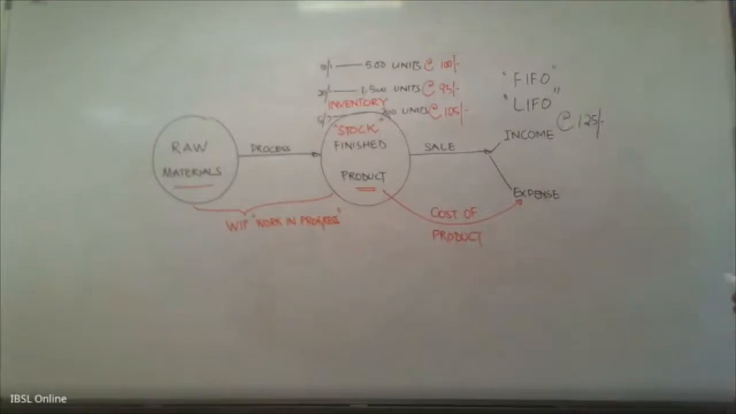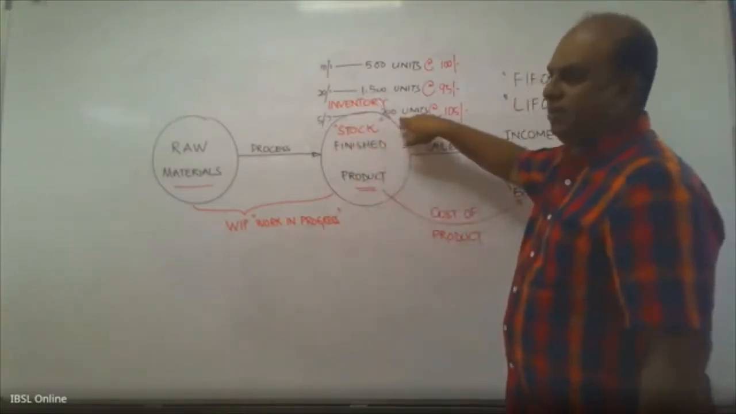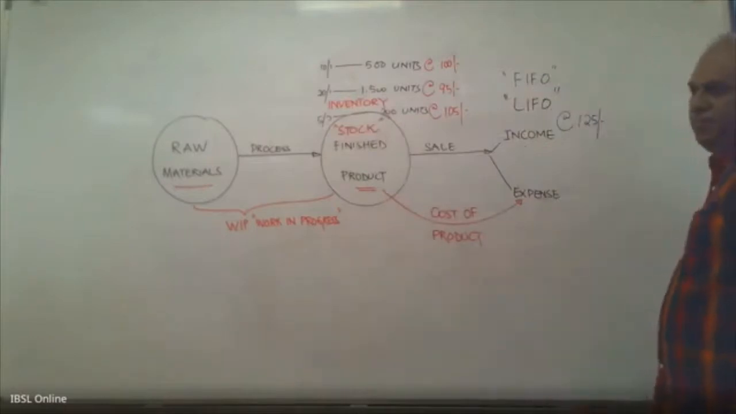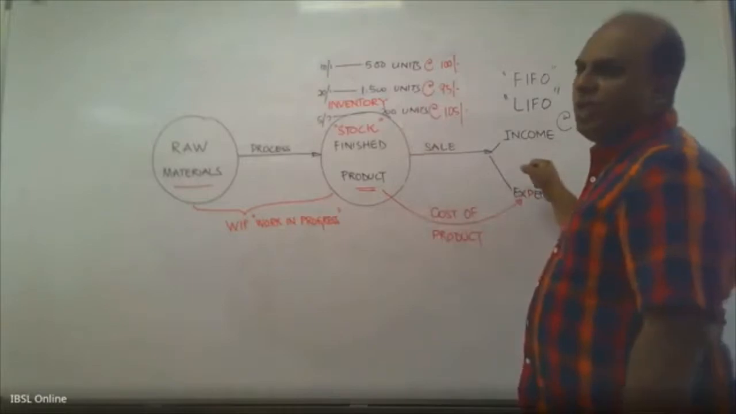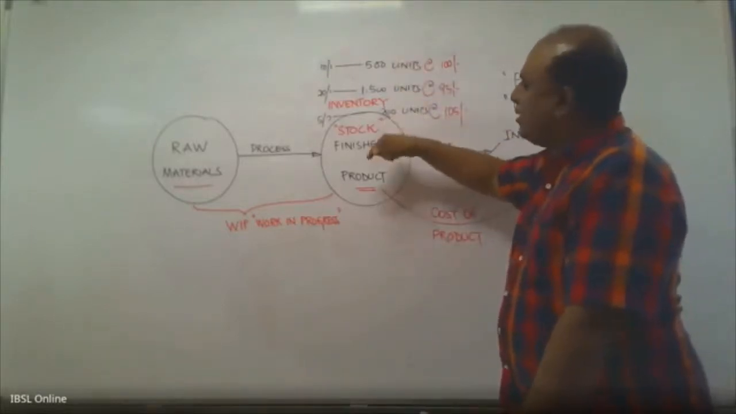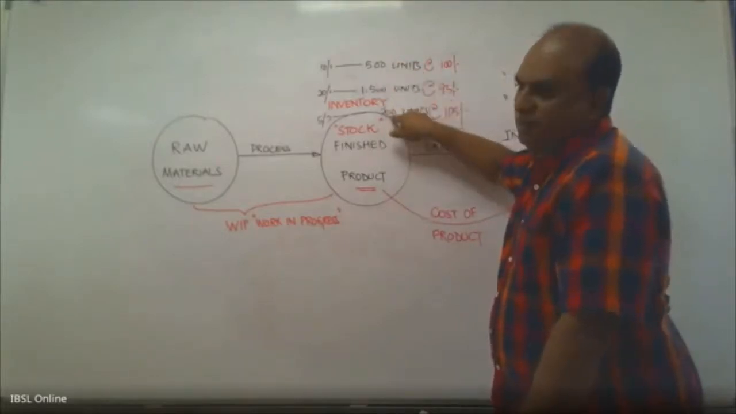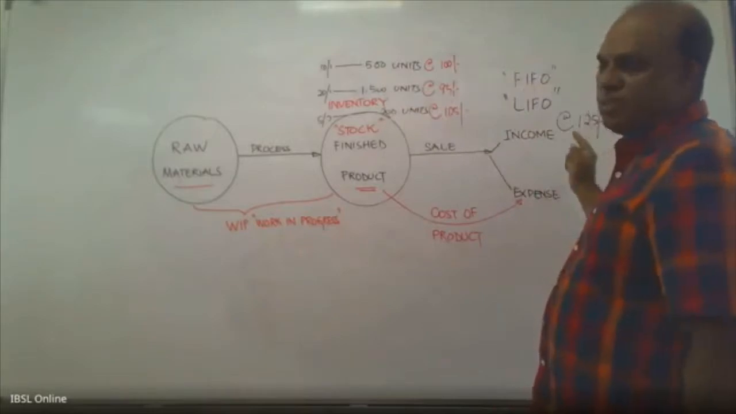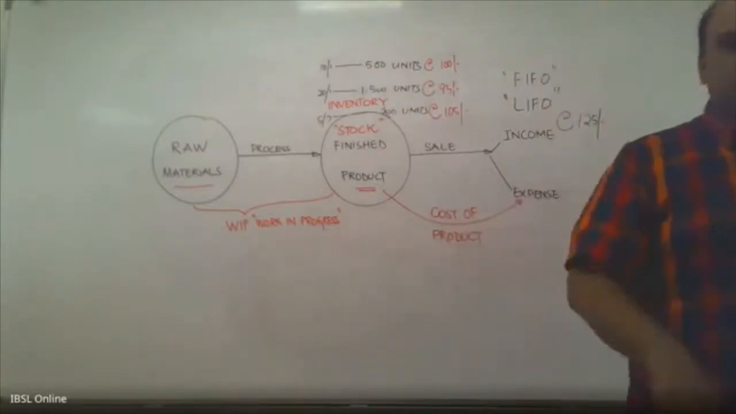We call it LIFO. Last in, first out. So what came in last will go out first. I have received this amount of stock, but I am not going to sell this first, but this. So this 200 will go out first. Okay, but companies don't use this method.